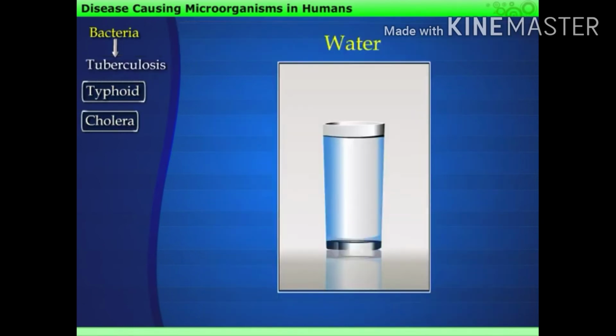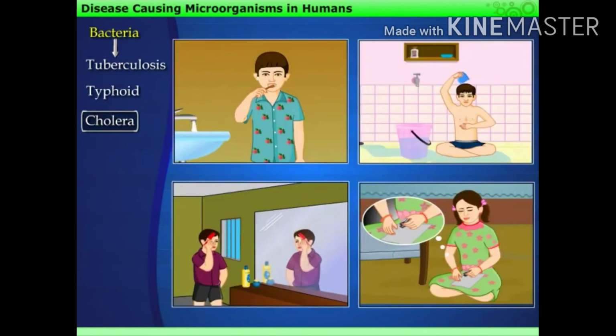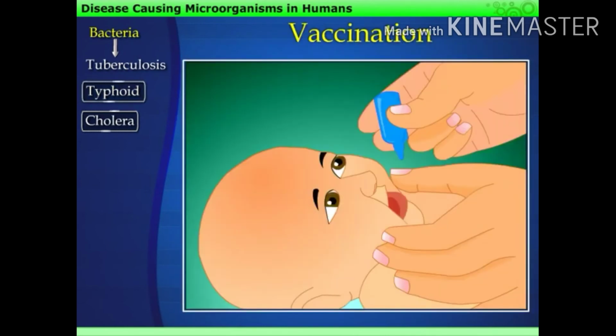The mode of transmission of typhoid and cholera is water. Note that cholera spreads through food also. Such diseases can be prevented by maintaining personal hygiene and good sanitary habits. It is also essential to consume properly cooked food and boiled drinking water. Like tuberculosis, vaccination for typhoid and cholera should be given.